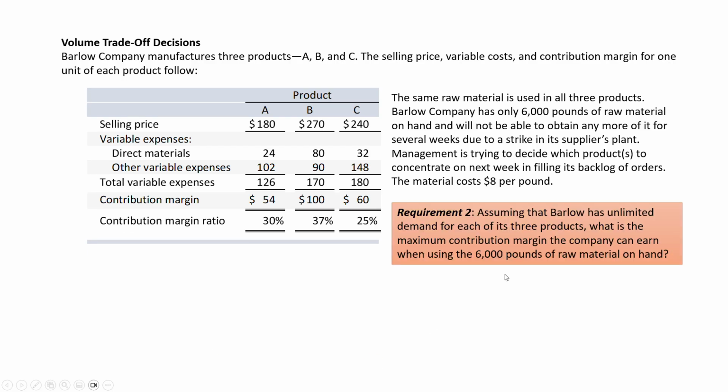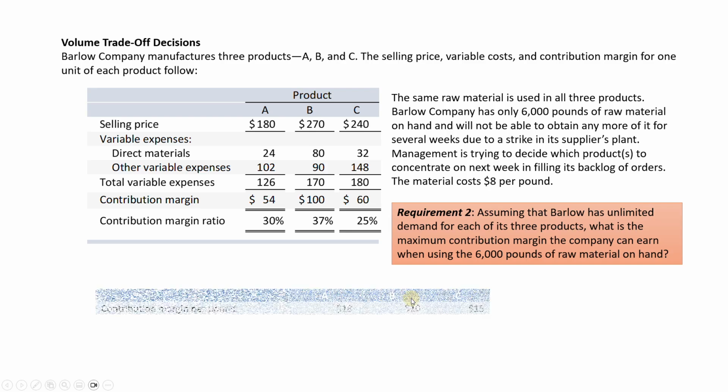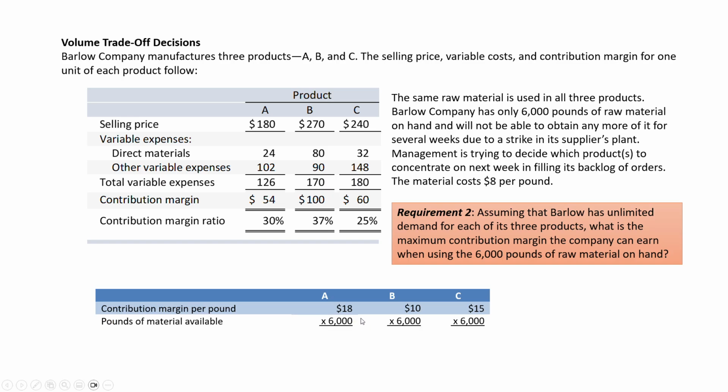Assuming unlimited demand, which isn't realistic in this scenario, on only 6,000 pounds, meaning we can sell as much of any product as we like. What's the maximum contribution margin? I'm simply listing the already calculated contribution margin per pound: A is 18, B is $10 per pound, and C is $15. Individually multiply each of these times 6,000. Why 6,000? Well, this was the amount per pound, and there's 6,000 pounds.